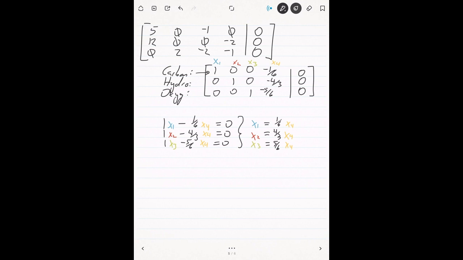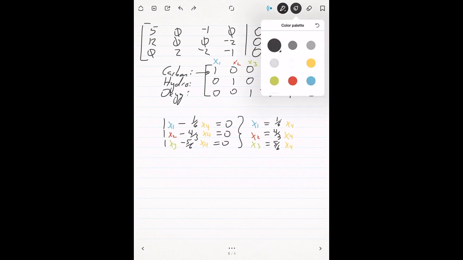All right, so how does this help us? How does thinking of it like this help us? Because we had the more general standard form equations. You had those three and you had to figure out what all the variables were. Really, we're saying these three equations will tell you what the variables are. To figure out what x1 is, multiply 1/6 and x4. To figure out what x2 is, multiply 4/3 and x4. And to figure out what x3 is, multiply 5/6 and x4.